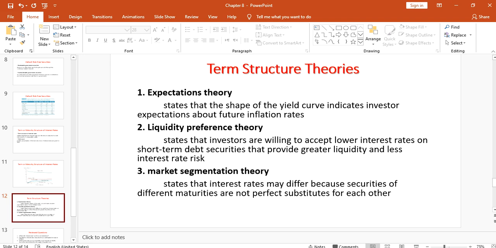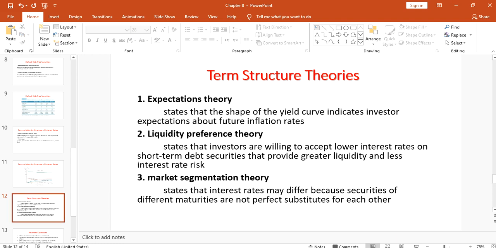So, term structure theories. We have 3 theories explaining the term structure of the interest rate. Expectation theory states that the shape of this yield indicates investors' expectation about the future inflation rate.